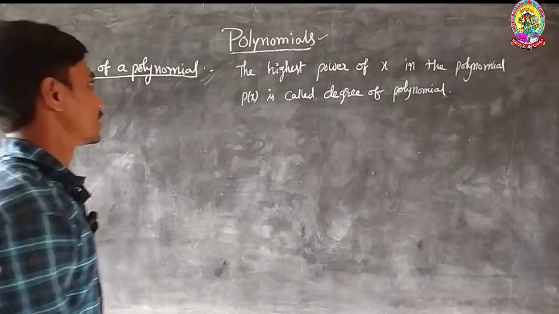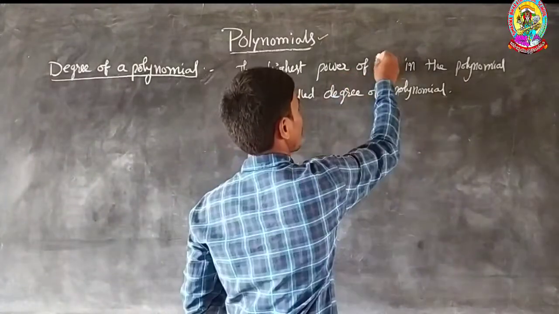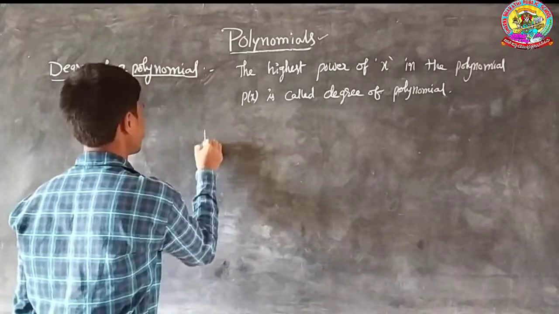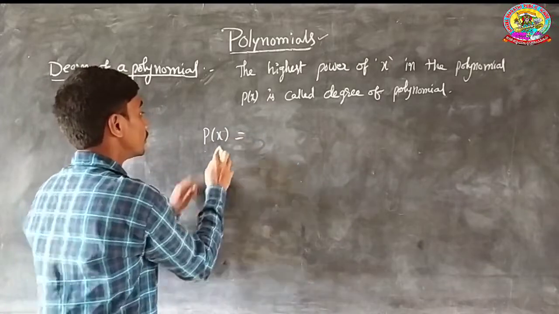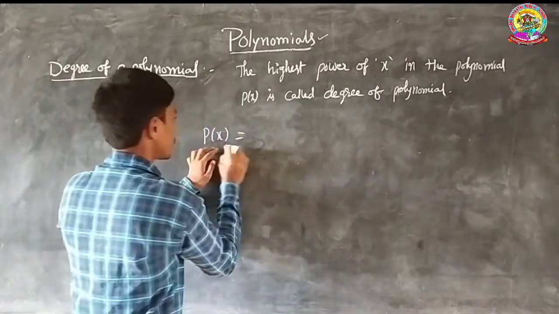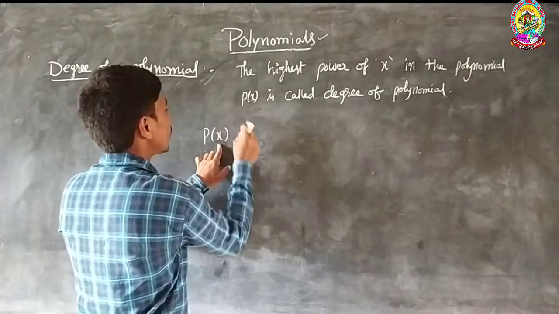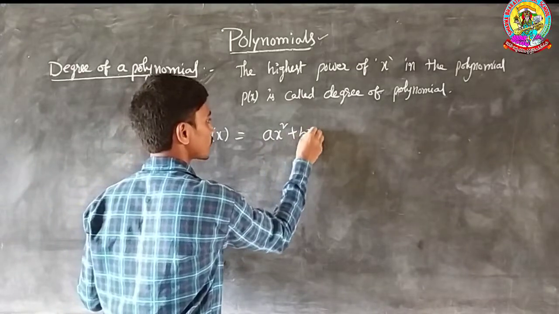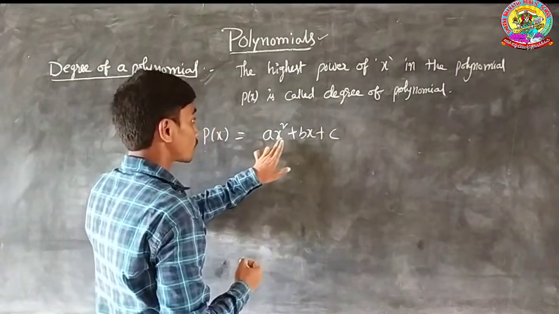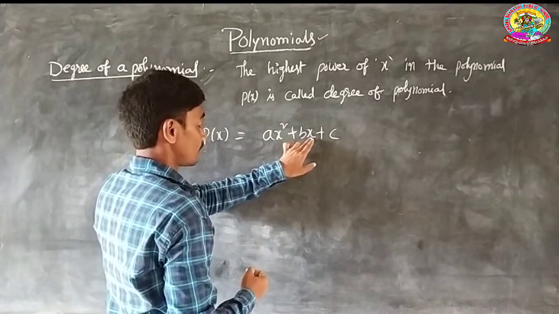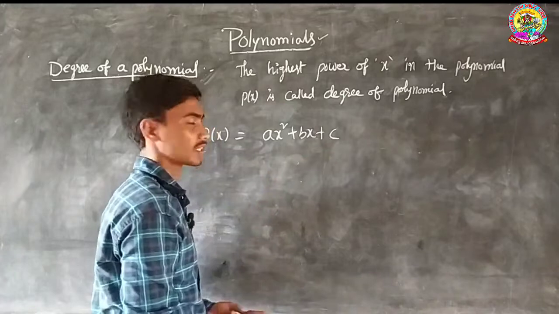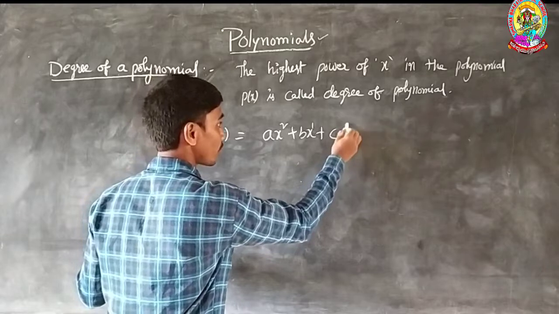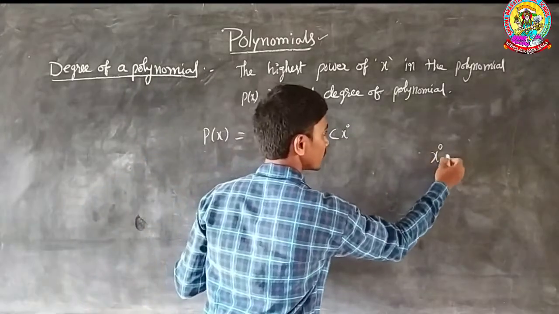Degree of a polynomial: the highest power of x in the polynomial p of x is called the degree of a polynomial. For example, p of x is any polynomial in the variable x. Here I am expressing p of x means the entire polynomial is in the variable x. For example, ax square plus bx plus c. Here a is the coefficient of x square, b is the coefficient of x, c is the constant term. In that, what is the highest power? Here nothing is written with the constant, which means x power 0, and x power 0 is equal to 1.